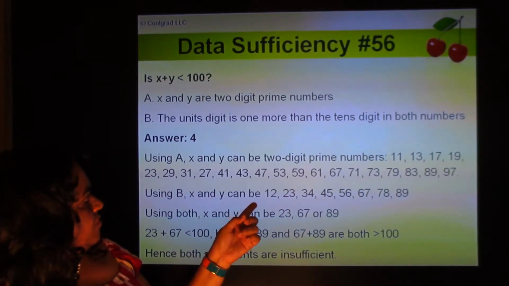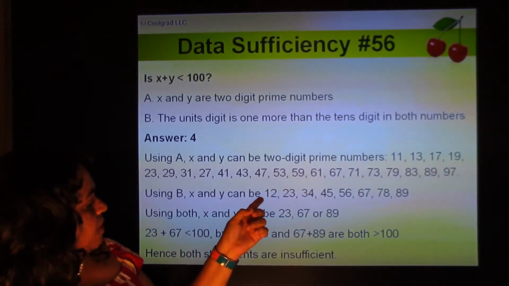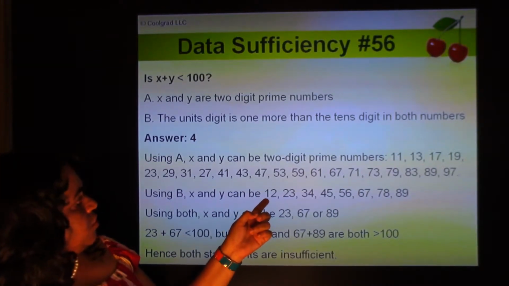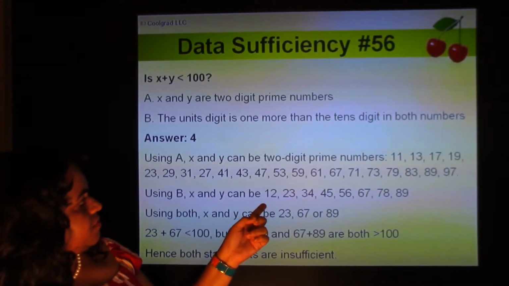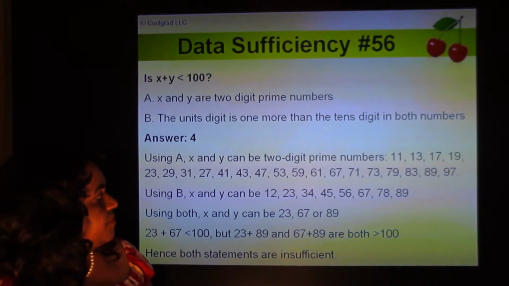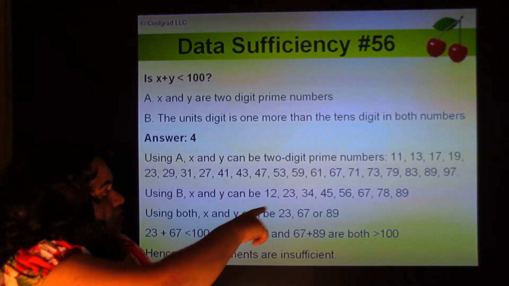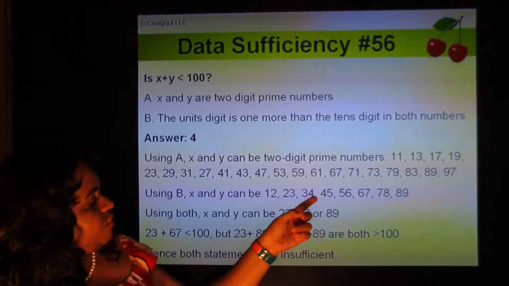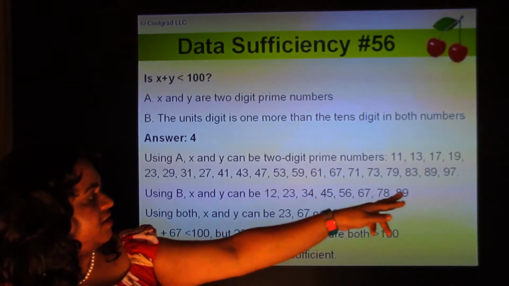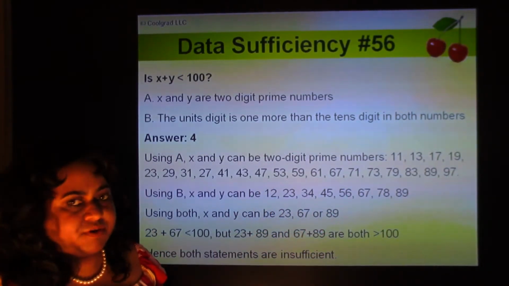Using statement B alone, the units digit is 1 more than the tens digit in both the numbers. So the numbers can be 12, 23, 34, 45, 56, 67, 78 or 89. From this set we have to pick 2 numbers.